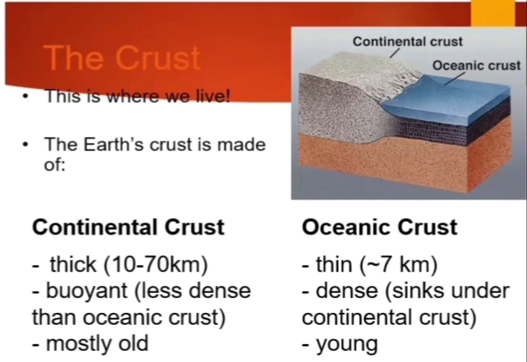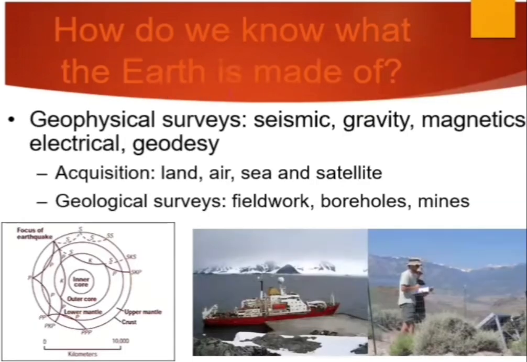The oceanic crust is dense and thick, right? And it's said to be older than the continental crust. All right. How do we know what the Earth is made up of? We know through these processes, or these researches. One, geophysical survey. Two, seismic, which has to do with earthquakes. Gravity, we know gravity exists. Magnetic and electrical geodesy. All of these things are how our scientists have an idea of the structure of the Earth.